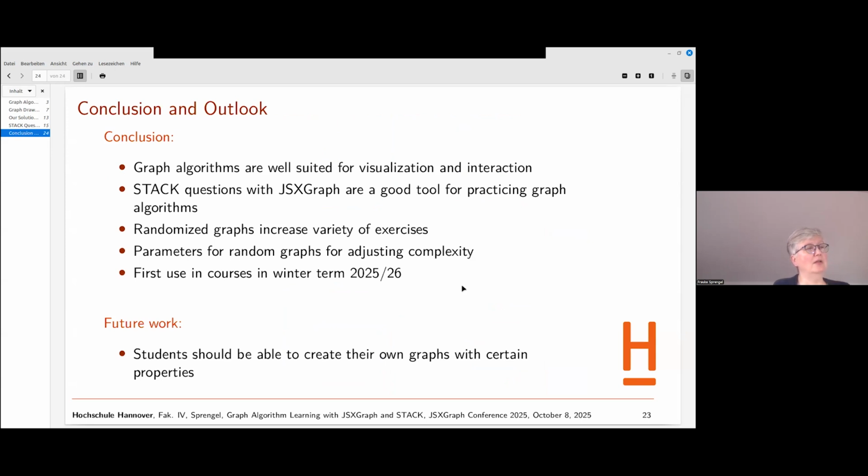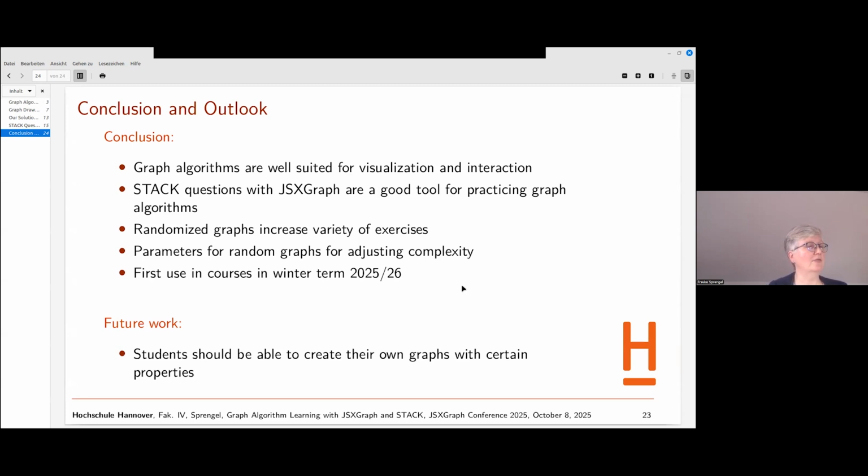What can we say about it? Of course, graph algorithms are well suited for visualization and for interaction. And of course, JSXGraph is a good tool for practicing graph algorithms. We have a lot of exercises due to randomization. I cannot say how the students find these exercises because they will be in use this December. So I cannot say anything about it.